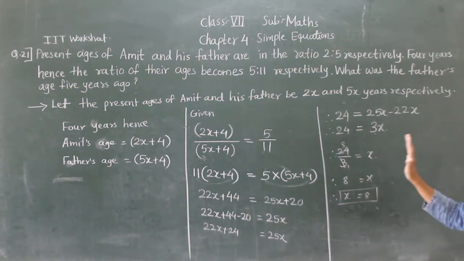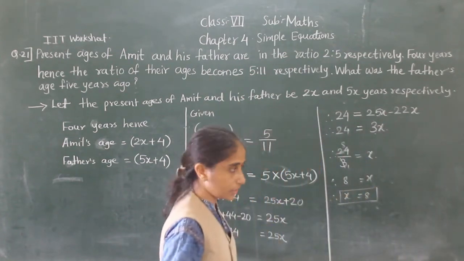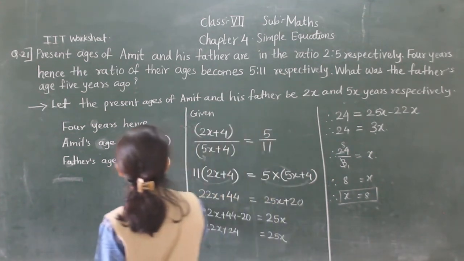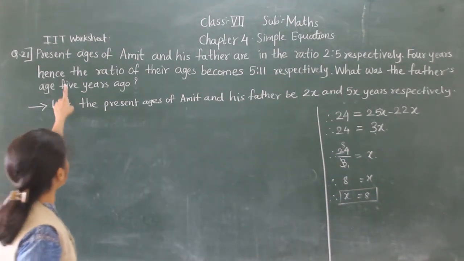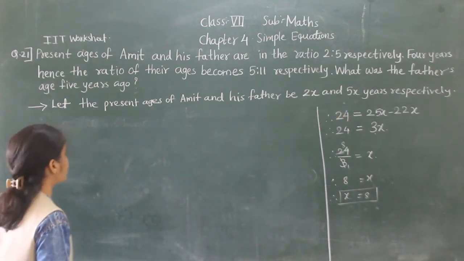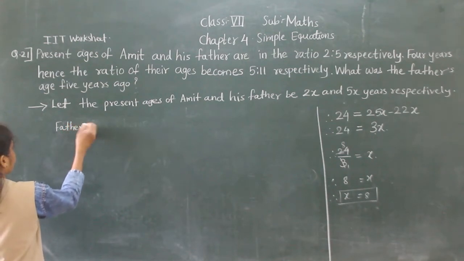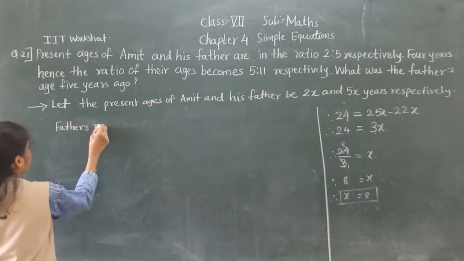Now what are we going to find? Father's present age. First we will find the father's present age. Father's age, 5x we consider.